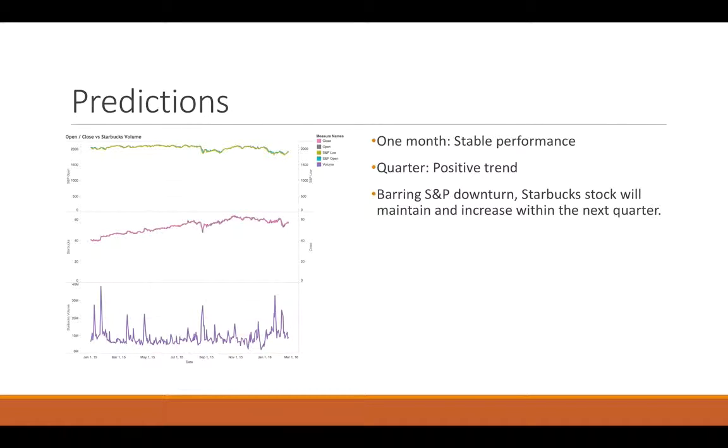Predictions: 1 month predicted to be stable performance. Over the quarter is going to be a positive trend. Barring any S&P downturns, Starbucks stock will maintain and increase within the next quarter, as it only seems to mimic the fallout from the S&P drops, not really so much when it increases or spikes, and Starbucks tends to stay positive and actually increase during the times when the S&P 500 is stable.